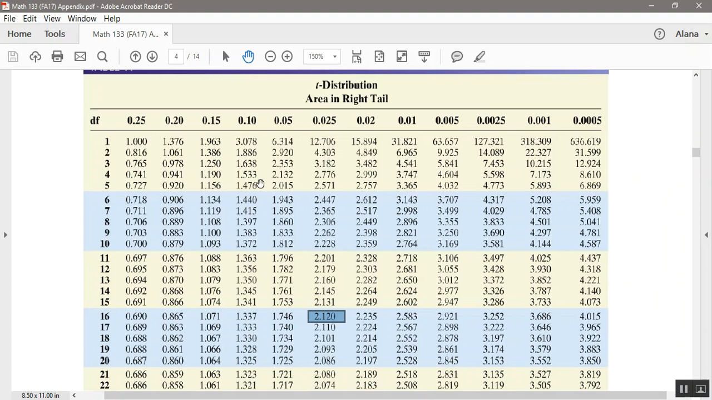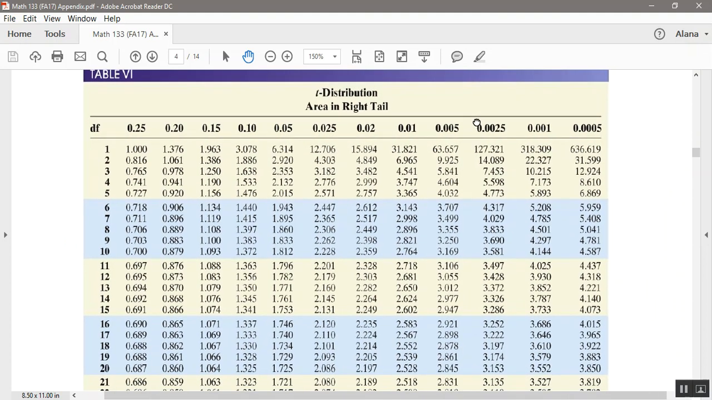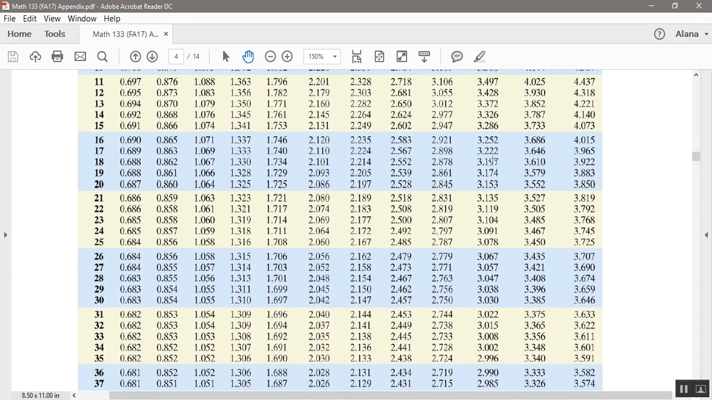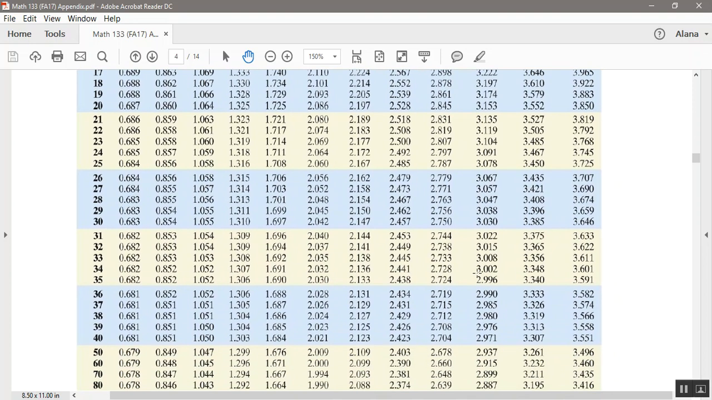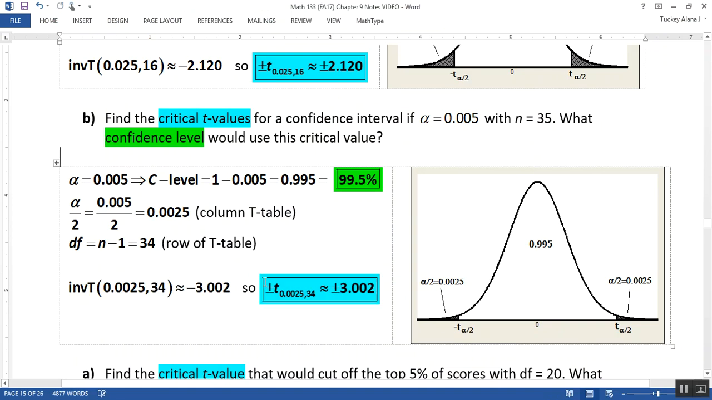So I want the 34 row, but I want the 0.0025 column. So be careful. There's a 0.25 column, a 0.025 column, and a 0.0025 column. This is the one we want this time, 0.0025. So I want to go down to 34 for the row, and I see right there it's 3.002. So the table always gives the positive numbers, and then we have to know, oh, I really want both. I want the negative for the left and the positive for the right.